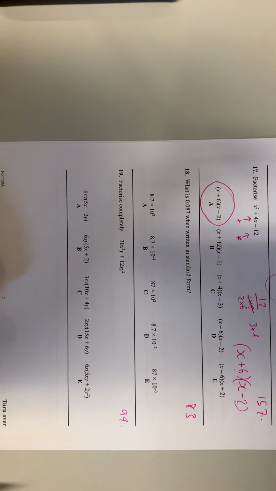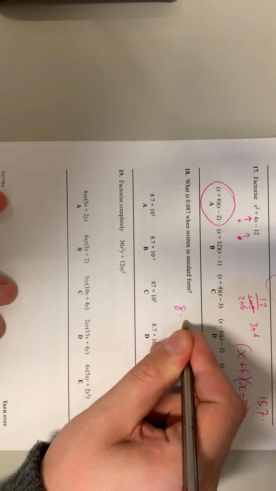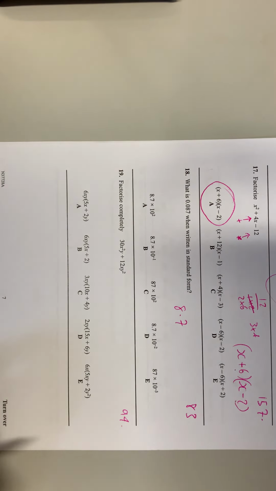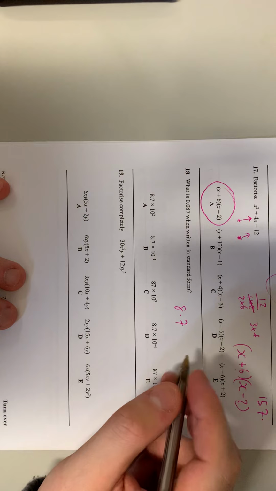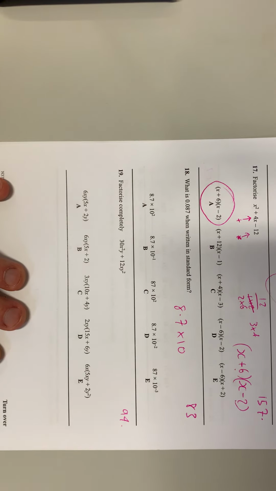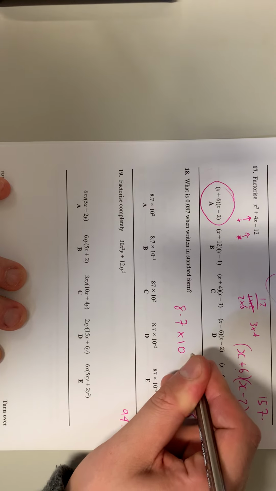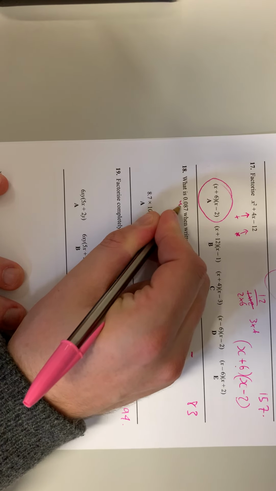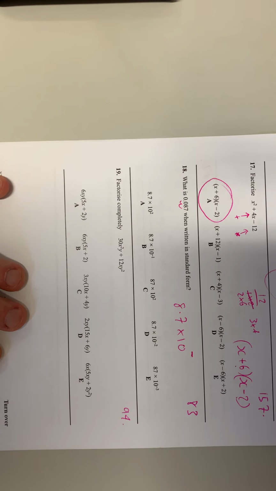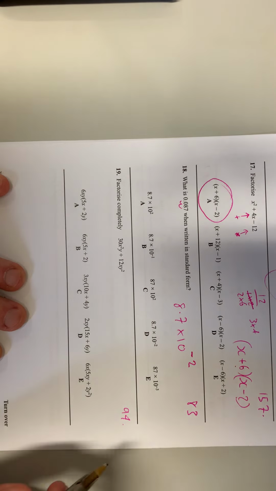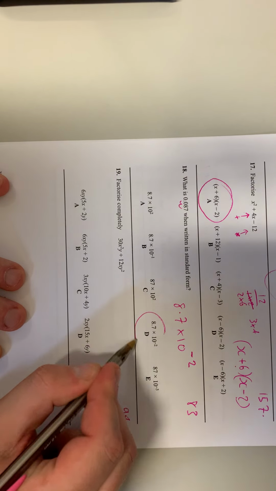18. The number at the front has to be a number between 1 and 10, so I write the number in such a way that it is definitely between 1 and 10. There's going to be a multiplied by 10 to something. This number is less than 1, therefore the power must be negative, and then I have to just move the decimal point back until it's between 8 and 7. I moved it back 2, therefore the number should be 8.7 times 10 to the minus 2.